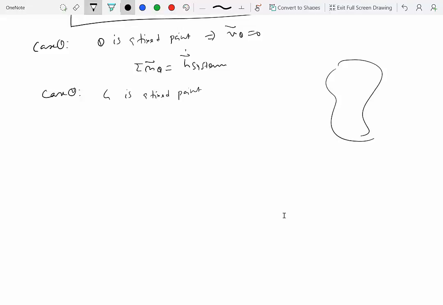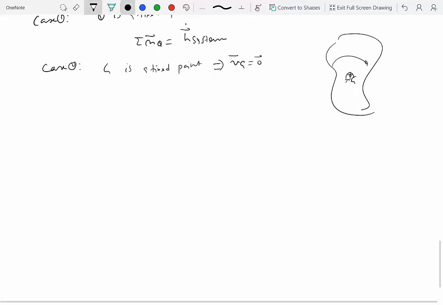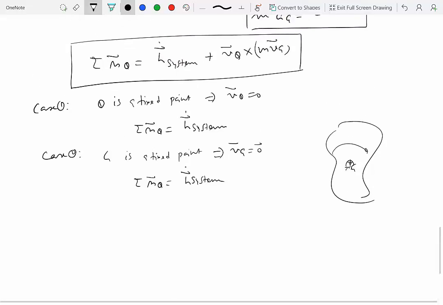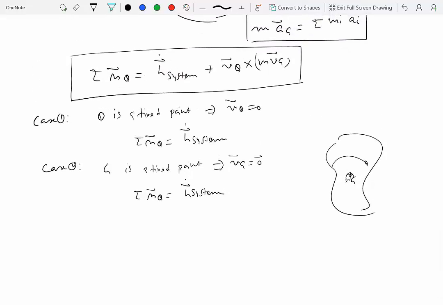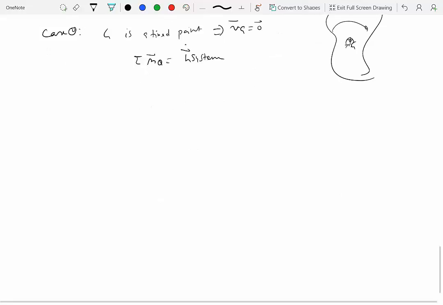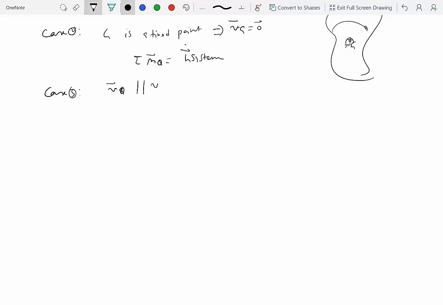Like if you take a system of particles and you constrain it about this point, let's say it is rotating just about the center of mass. That means the velocity of G is 0. Then also we get sigma MQ equal to H dot of the system. And of course we also have the case where the velocity of Q is parallel to the velocity of G, and then also you get the same relationship. So case 3 is VQ parallel to VG.